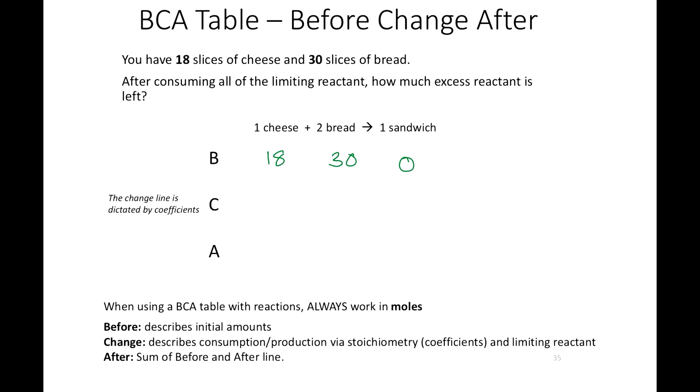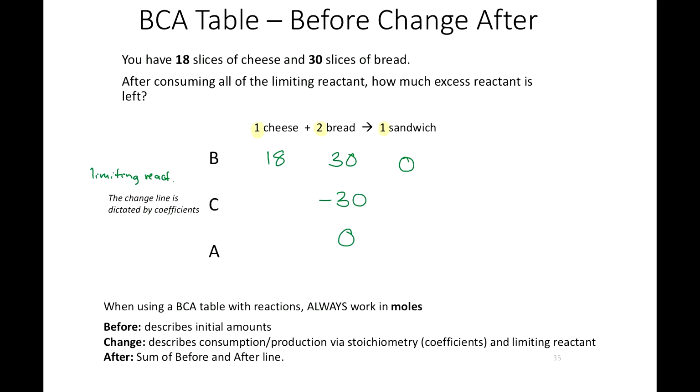The change line is dictated by the limiting reactant and the coefficients that are in this chemical reaction. So 1, 2, 1, all right? To look at the change line, I think of it this way. Can you look at these numbers and tell me which reactant's gonna run out first? The bread. Yeah, we already determined the bread is gonna run out first. So let's consume all of that bread, so at the end we have none left.